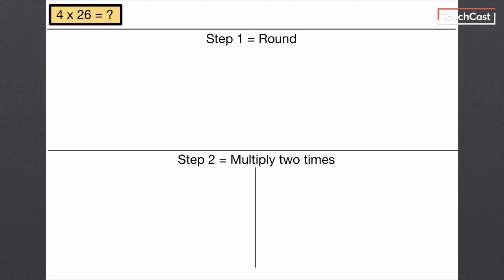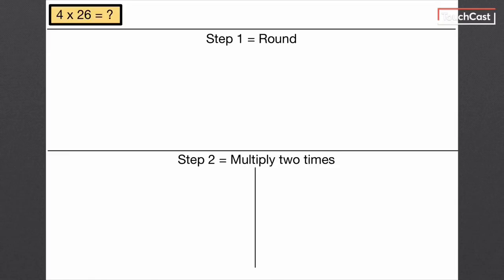Today we're going to talk about when you're trying to find a product and you want to make it as easy as possible on yourself to find a product that's pretty close to the answer. By doing that, you have to round and then multiply. And then ultimately check your answer to make sure you were pretty close to being correct.